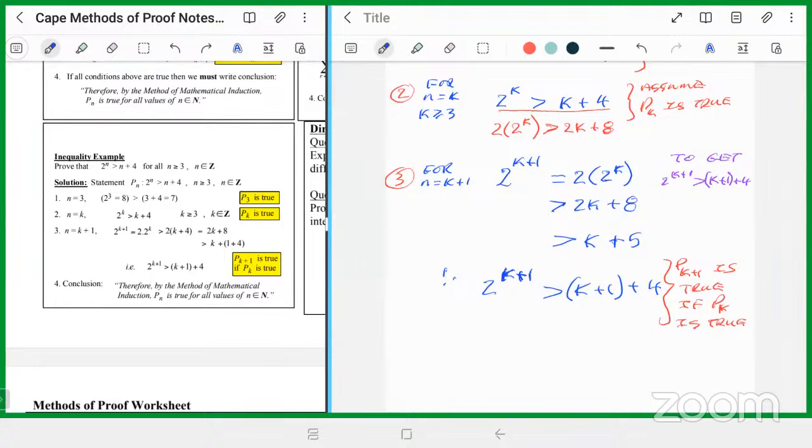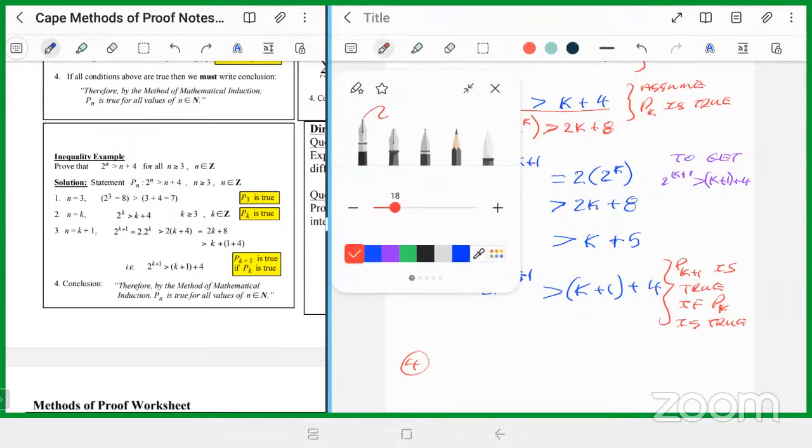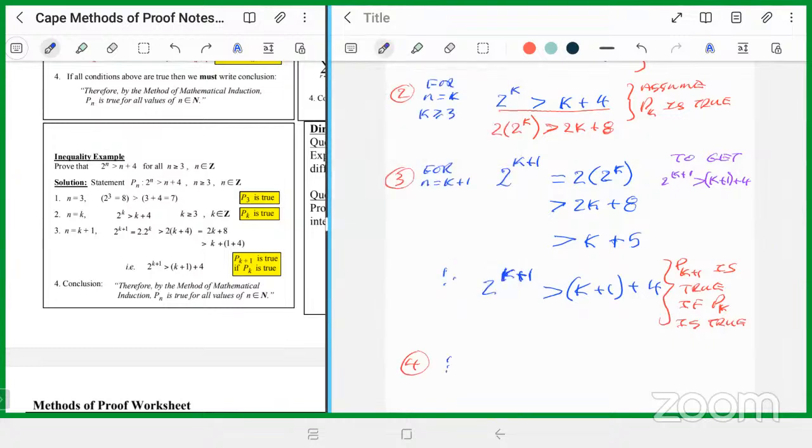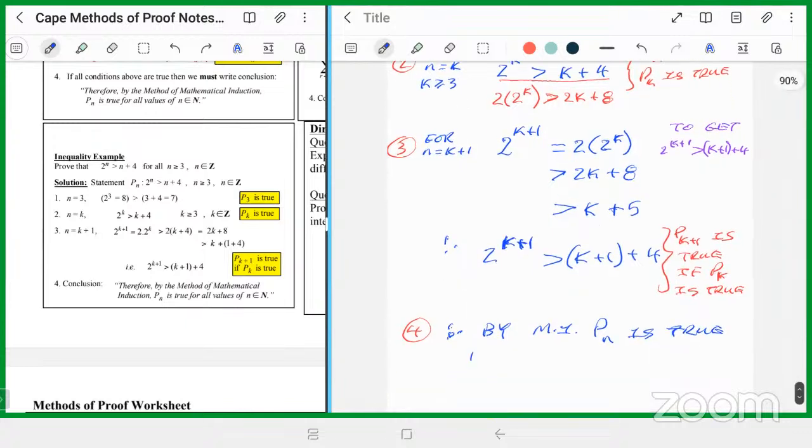And so therefore, step 4, which is to say, therefore, by mathematical induction, the original statement Pn is true for all n which are natural numbers and where n is greater than or equal to 3. That is it.